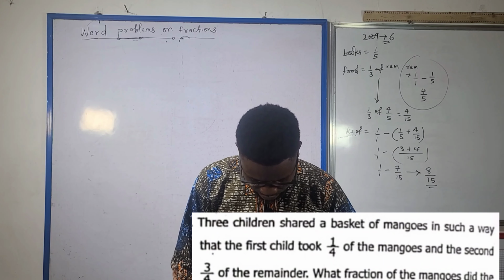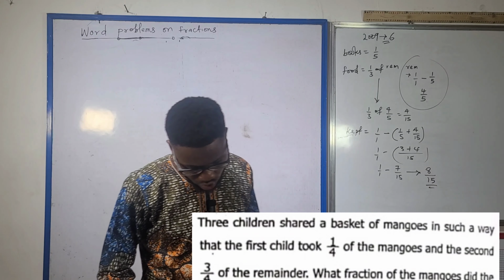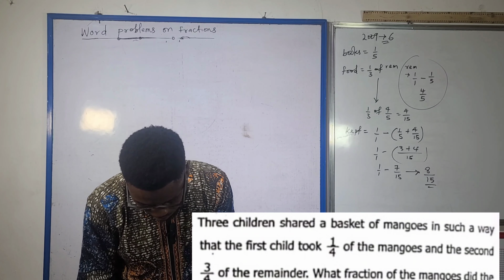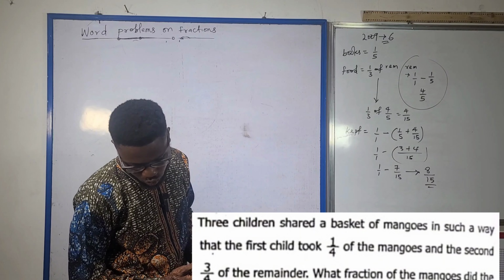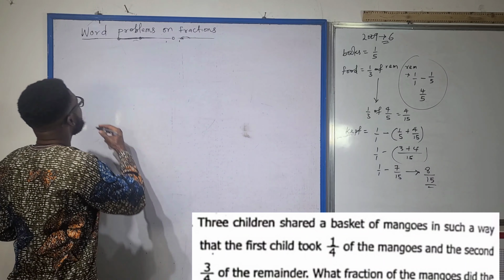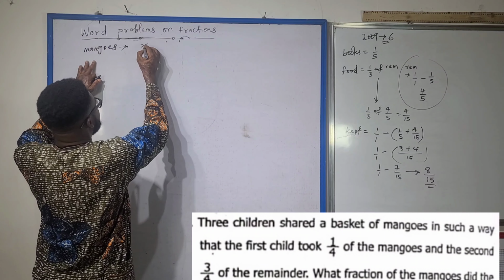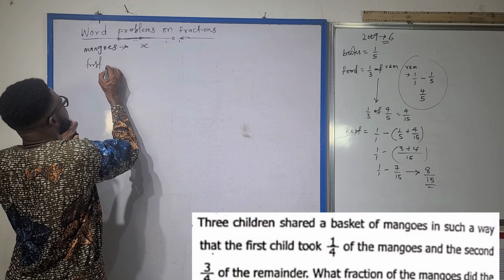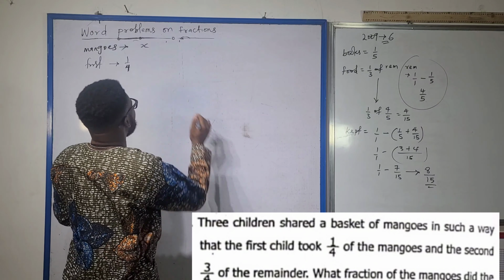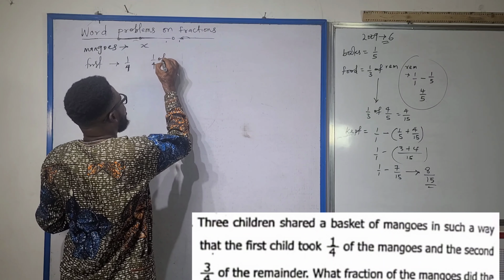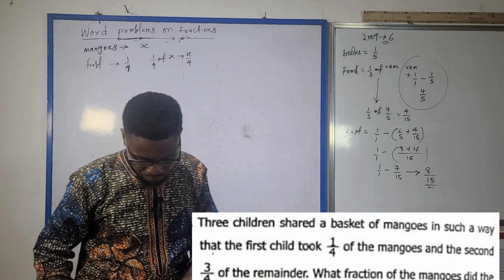Question 5. Three children shared a basket of mangoes in such a way that the first child took 1/4 of the mangoes. Okay, they were going to share mangoes. Let the mangoes shared be X. The first child took 1/4 of the mangoes. This is in fraction, but in real value, this is 1/4 of X, and that is X over 4.